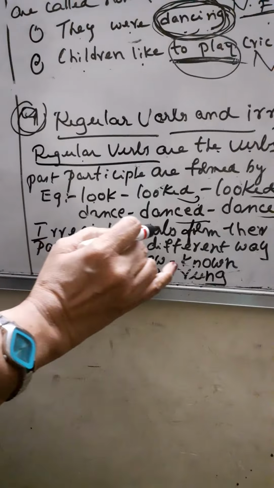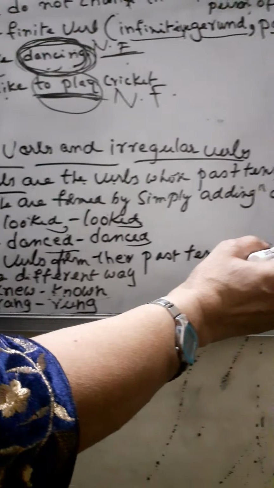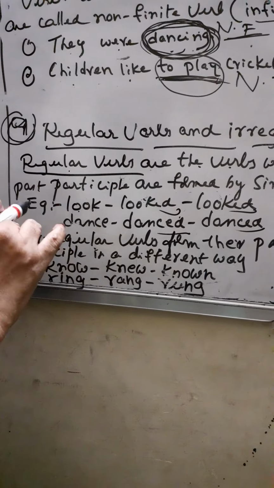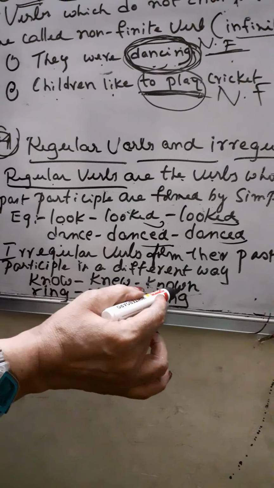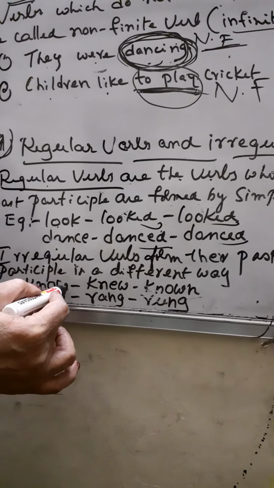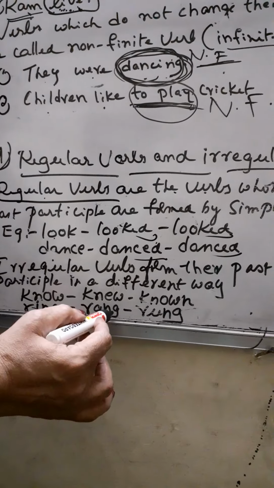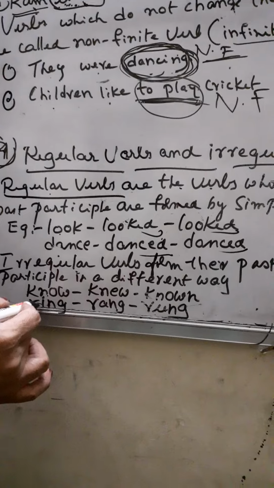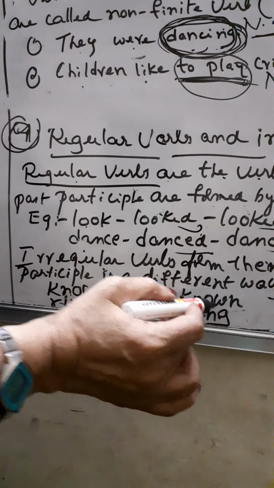But irregular verbs are those verbs whose past tense and past participle change in a different way. For example, know, knew, known. K-N-O-W, K-N-E-W, K-N-O-W-N. Ring, rang, rung. R-I-N-G ring, R-A-N-G rang, R-U-N-G rung.